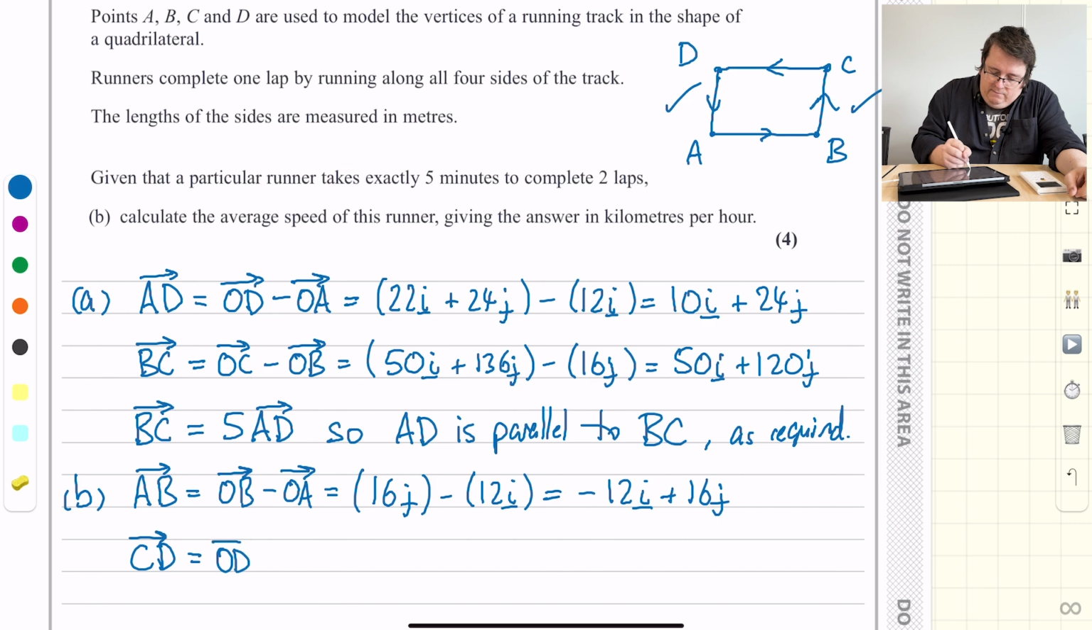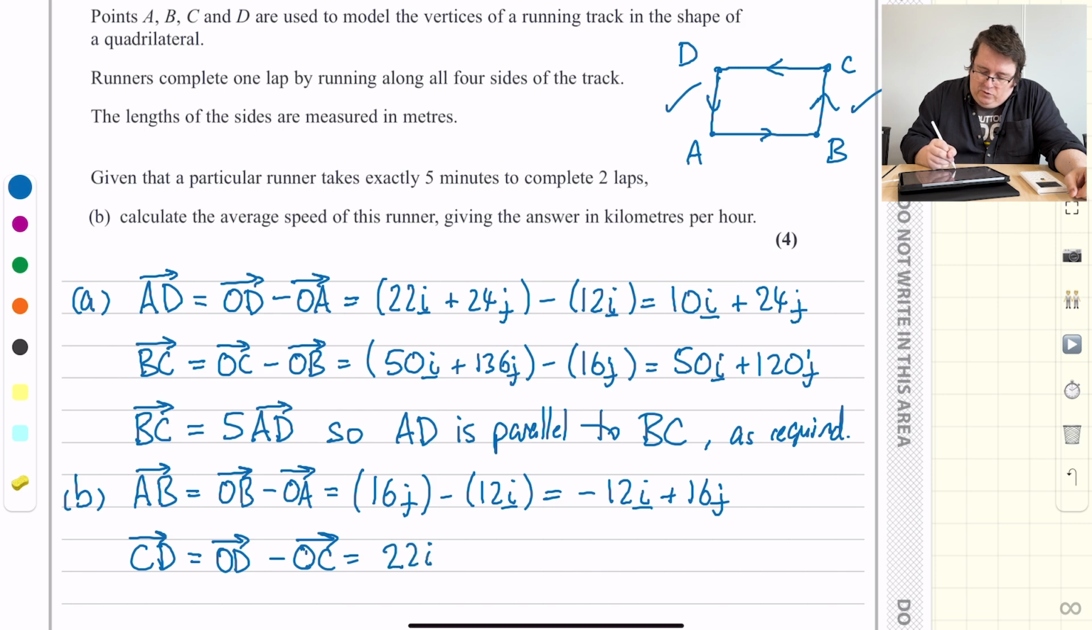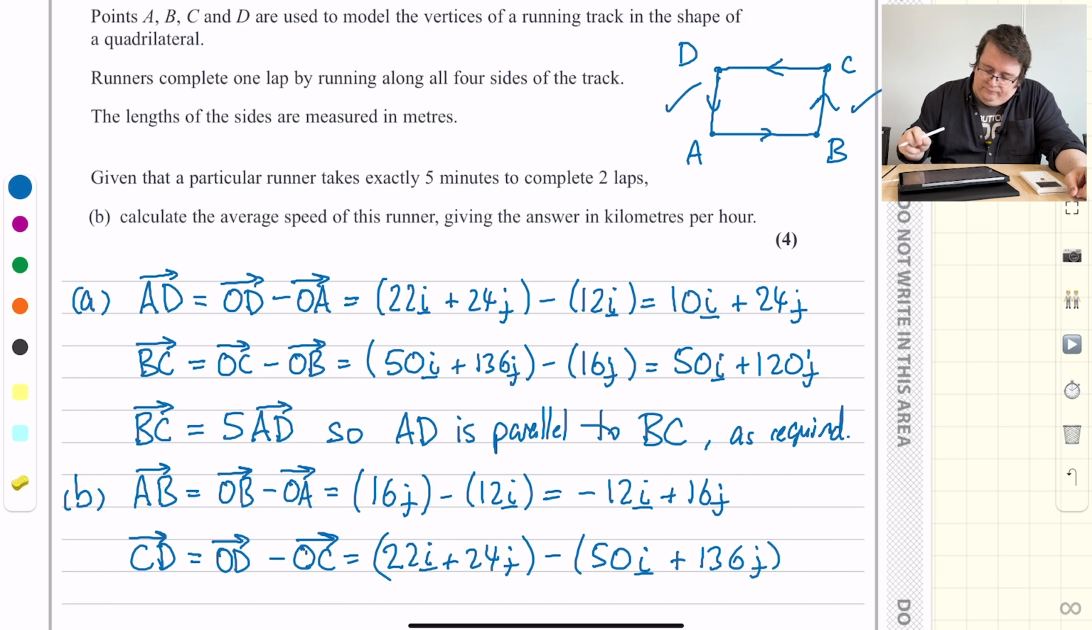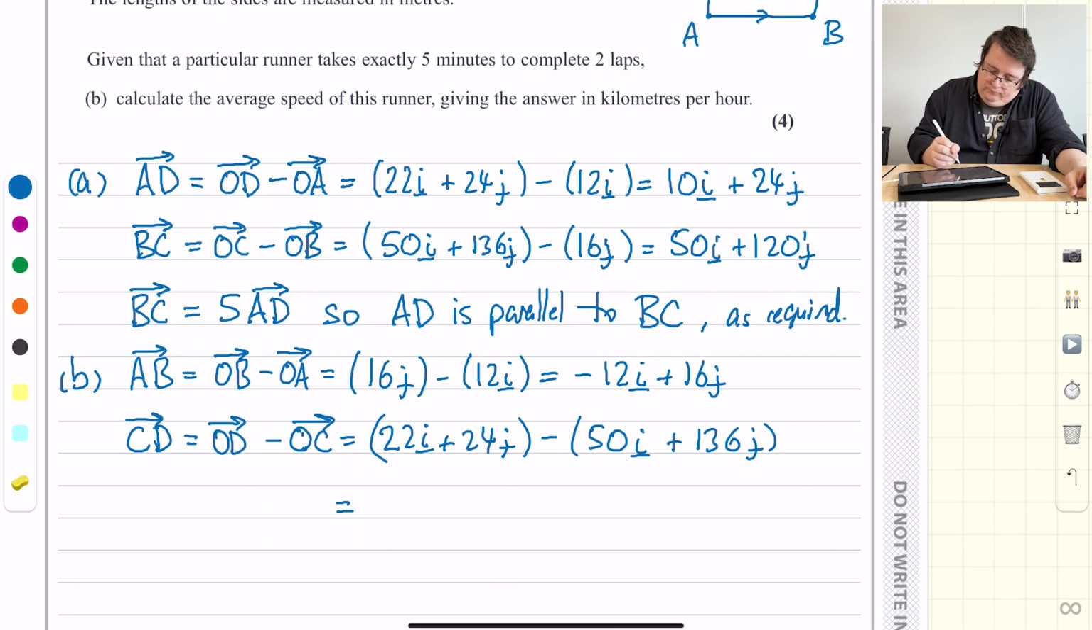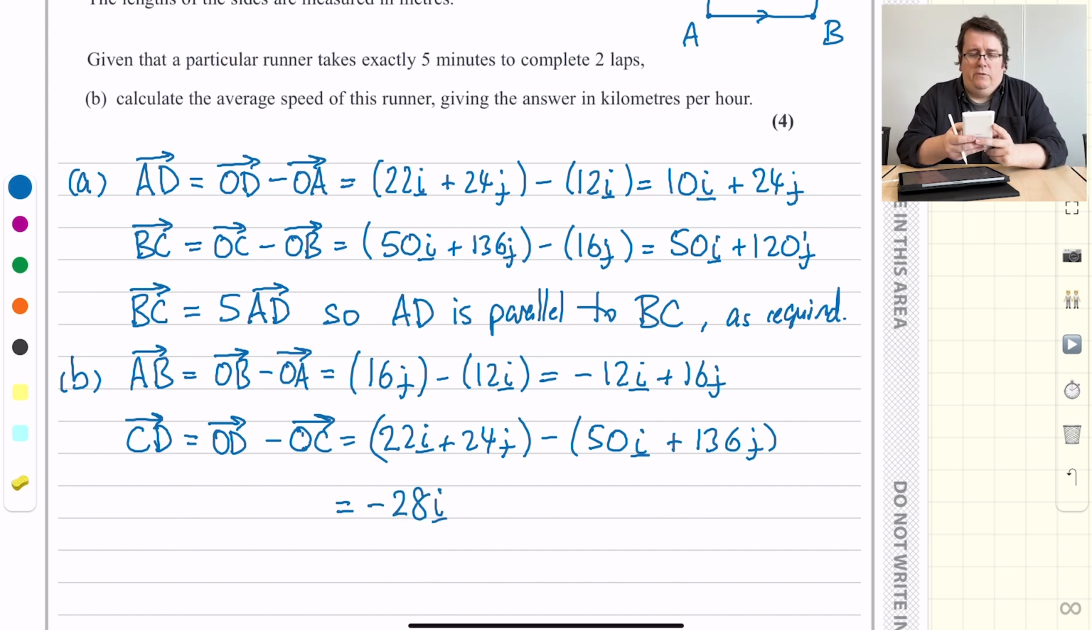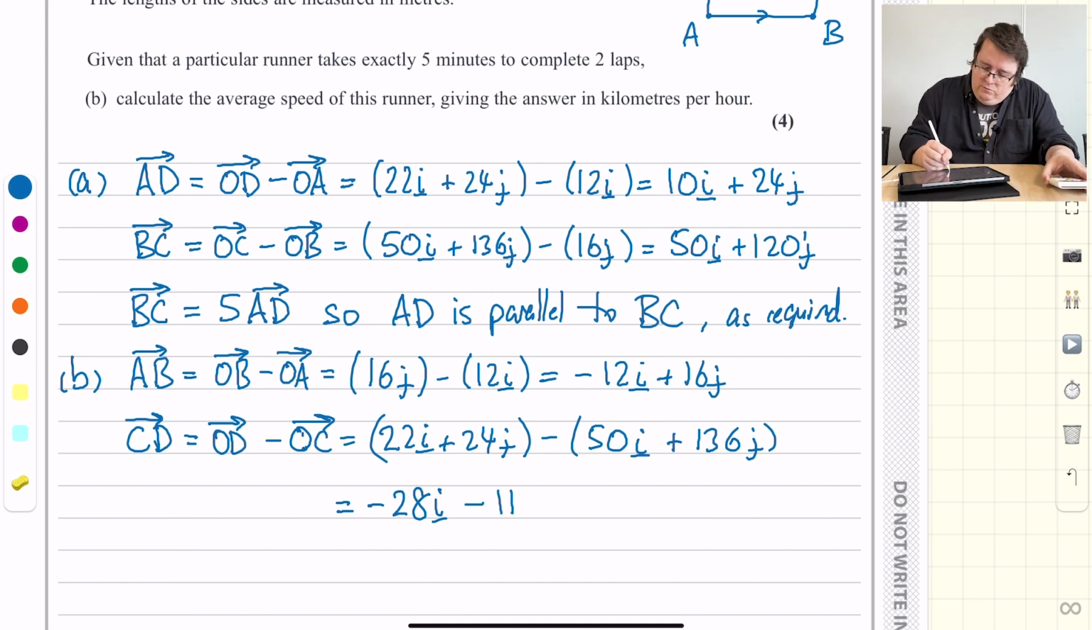So that's OD minus OC. Now OD is 22i plus 24j, take away OC, which is 50i plus 136j. So 22 take away 50 is minus 28i. Then 24 take away 136 is minus 112j.